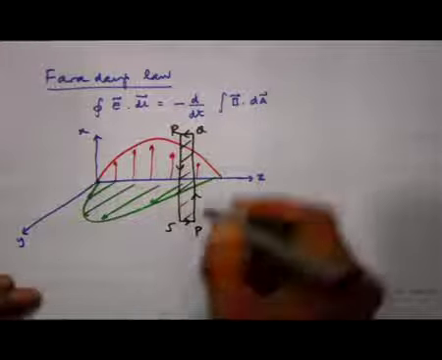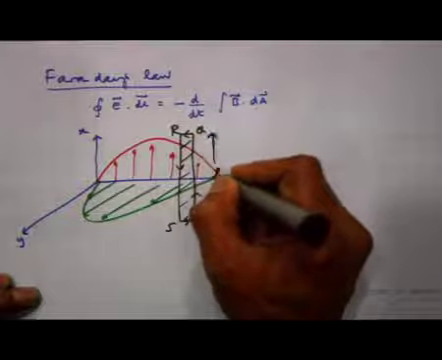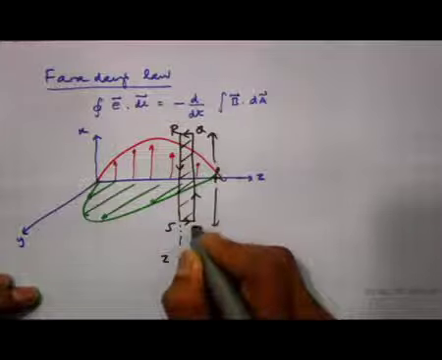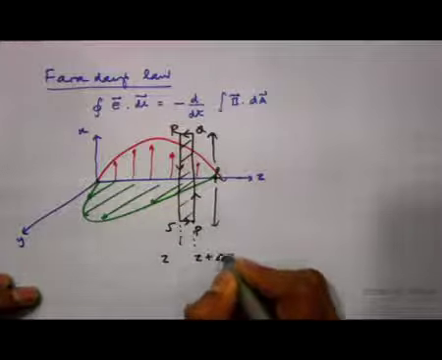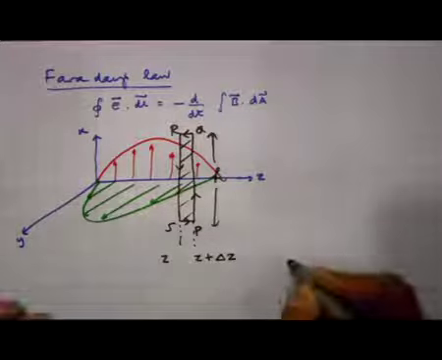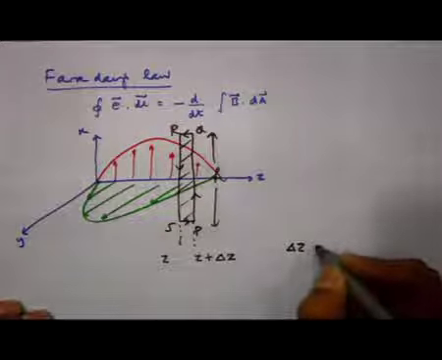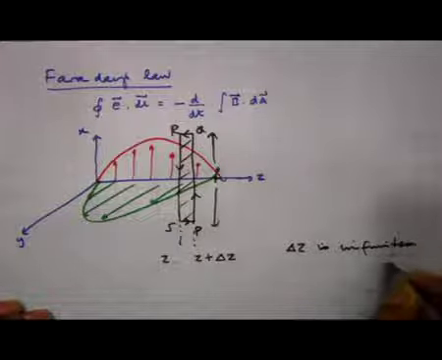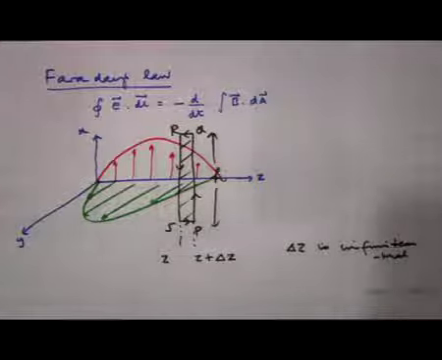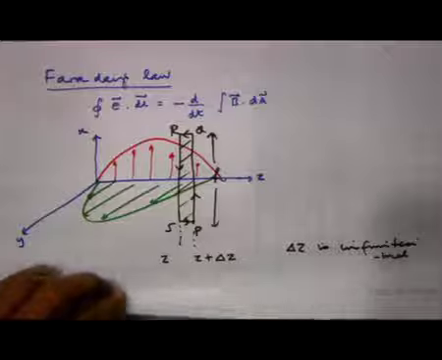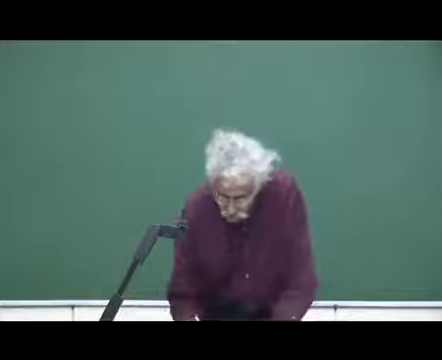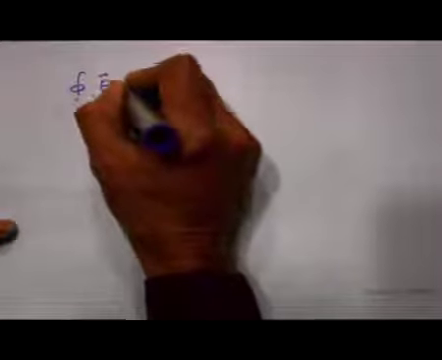Now, let me assume that the height of this loop is h, and this is the plane z, and this is a plane I call z plus delta z, and delta z is infinitesimal. Very small value of delta z. So, it is a very small number, and I want to calculate the left hand side and right hand side. So, first let me start with the left hand side. So, I want to calculate integral E dot dl.